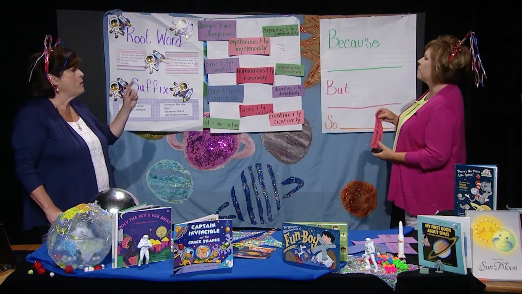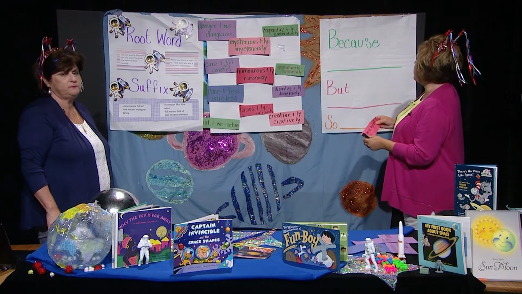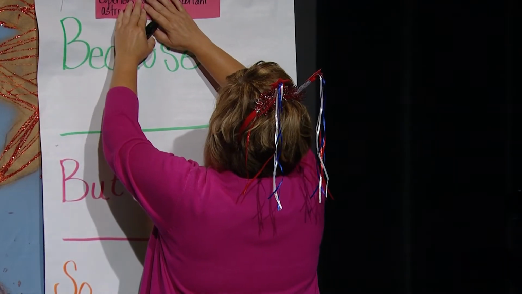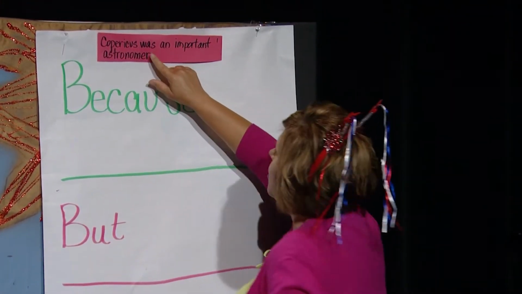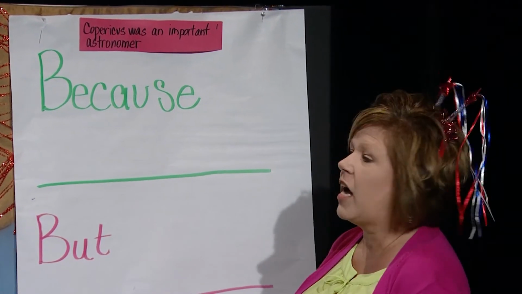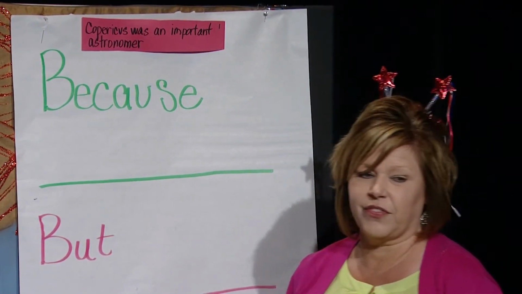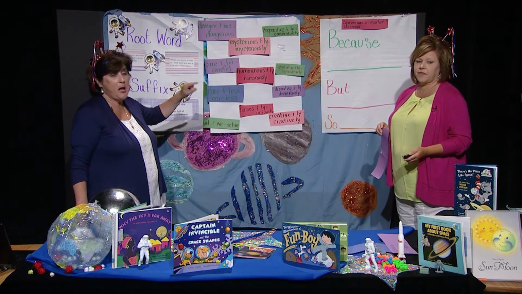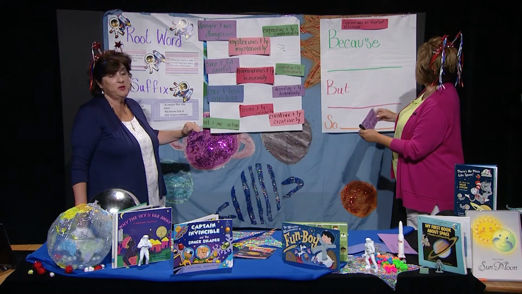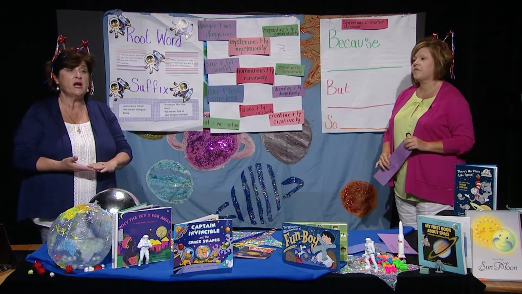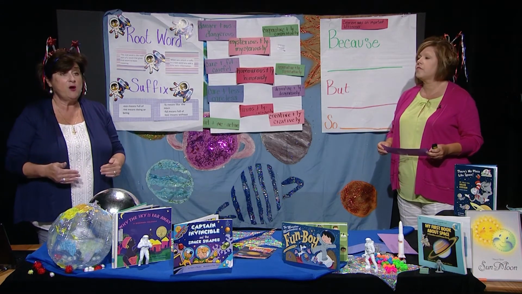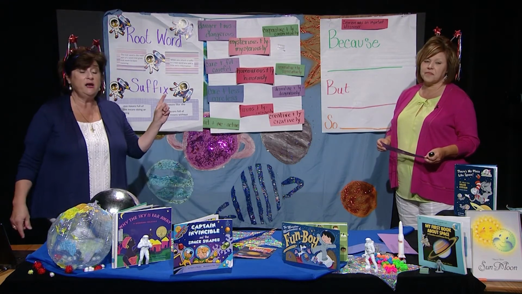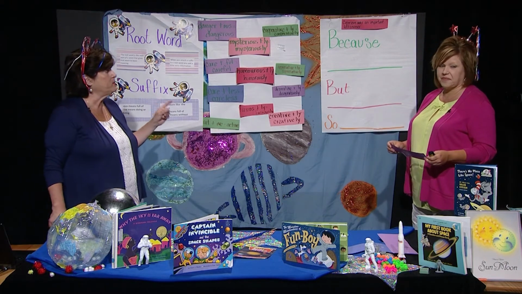Captain Melissa, how will our sentence start out? We're going to start our sentence out with Copernicus was an important astronomer because. We're going to complete that in one second. Then we're going to complete but. Then we're going to complete so. And if you will use this strategy for writing, it's helpful to you to come up with really great sentences. So we've started it off, and now we're going to try and complete it.